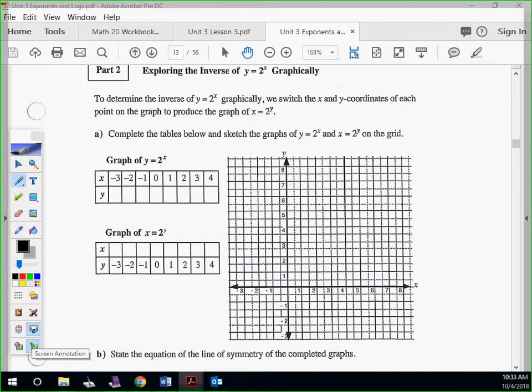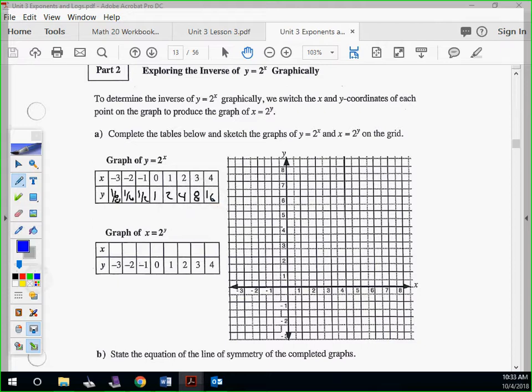So we switch the x and y coordinates of each of the points in the graph. Well, we can do that. That's nice because we can simply get coordinates and switch them. That could be helpful. So for the graph of y equals 2 to the x, we know that 2 to the negative 3 is 1/8, 2 to the negative 2 is 1/4, 1/2, 1, 2, 4, 8, 16. Just plugging in those values for x, that's what you'll get.